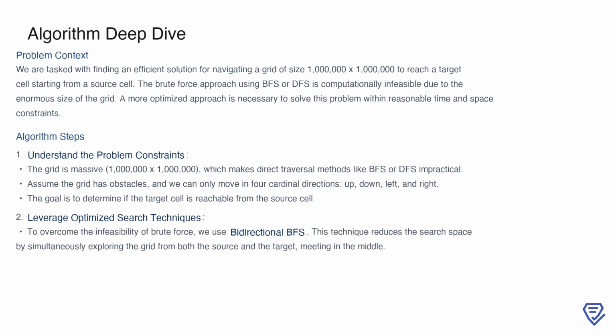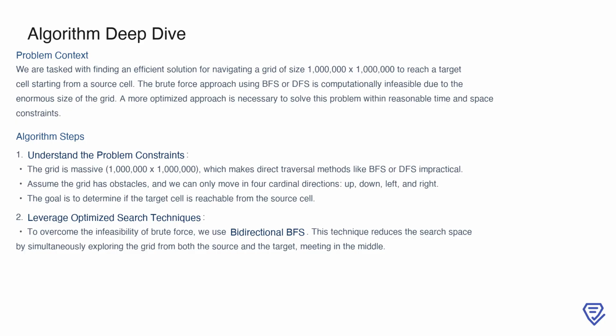In this problem, we are working with a grid that is 1 million by 1 million in size. The objective is to determine if we can navigate from a given source cell to a target cell. However, the sheer size of the grid makes traditional traversal methods like breadth-first search or depth-first search infeasible, as they would require far too much computational time and memory. To solve this problem more efficiently, we need to consider optimized techniques.